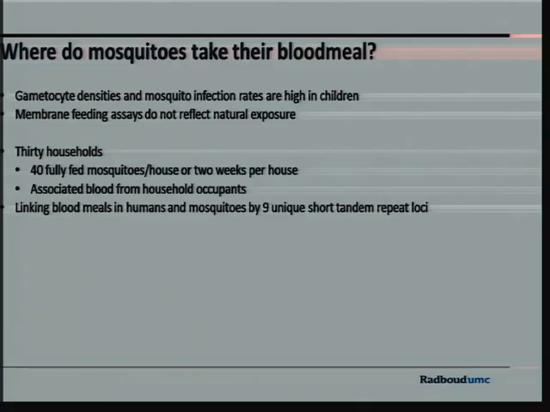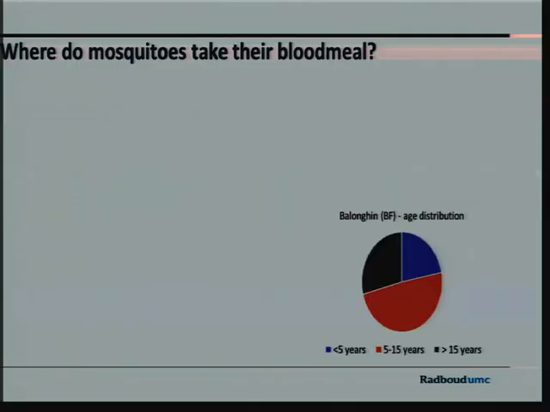The interesting thing is actually we got questions from the ethics committee, not so much about finding out that one of the children was not a child of the parents, but finding a blood meal in a mosquito from someone who should not have been in that sleeping room. Of course, we didn't look for those patterns.